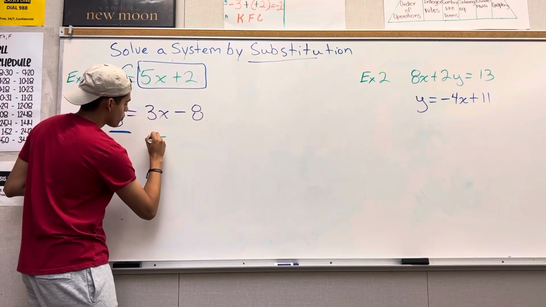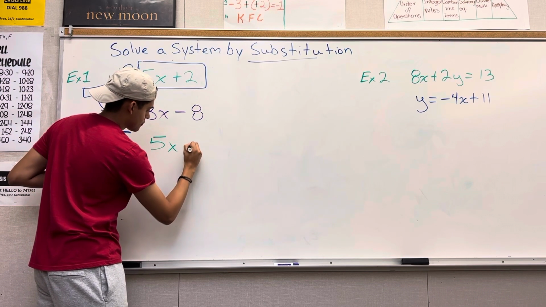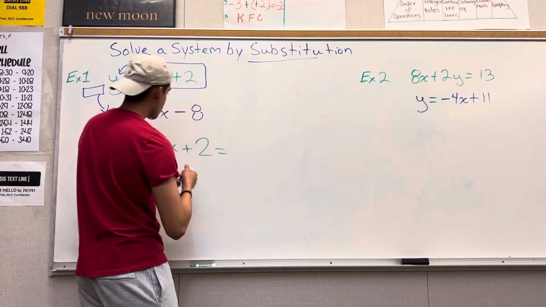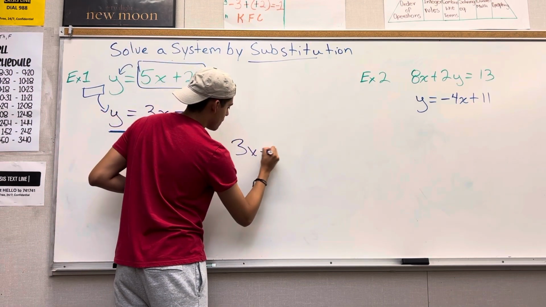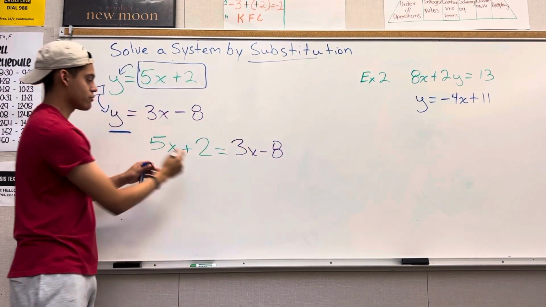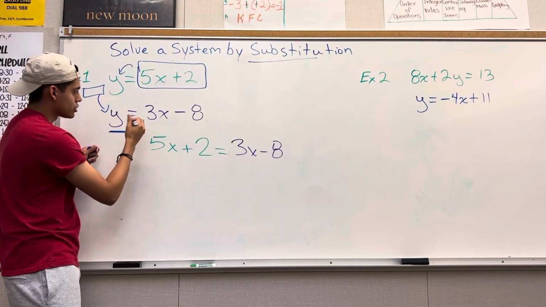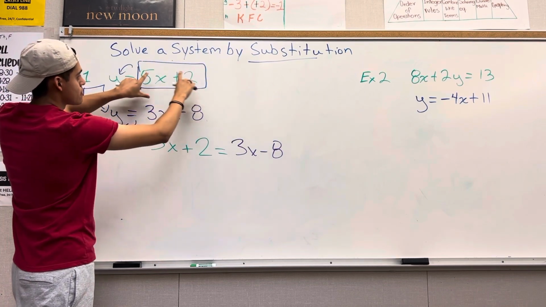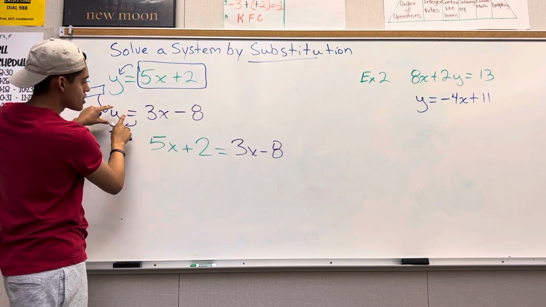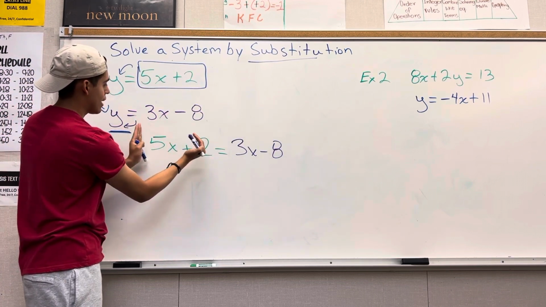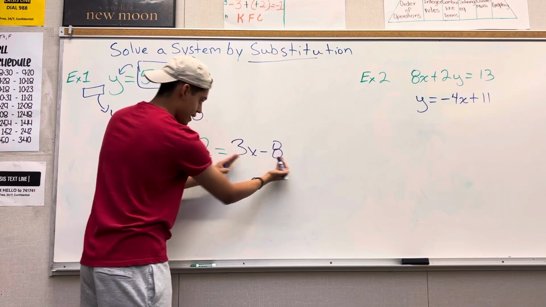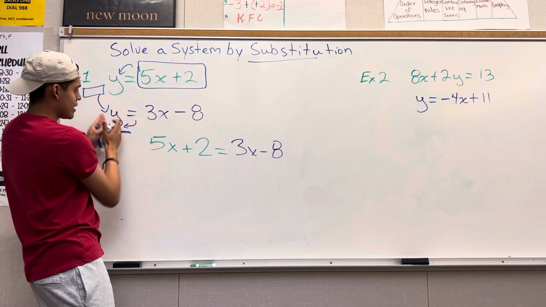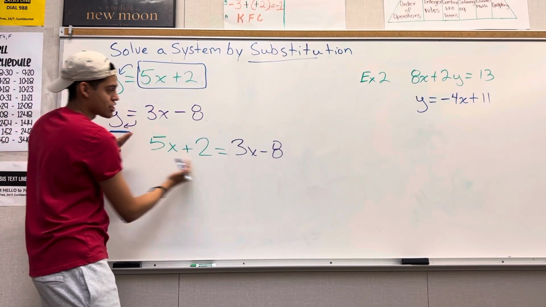So we are going to create this equation right here. 5x plus 2 equals 3x minus 8. We see that this equal sign and this y, I hope you guys can visualize it, where it just took this entire blue box, shoved it into this y, and that is where this came from. 5x plus 2 equals 3x minus 8. Hopefully you guys can see where this 5x plus 2 came from. We just put it in here, replaced it, and kept everything the same.